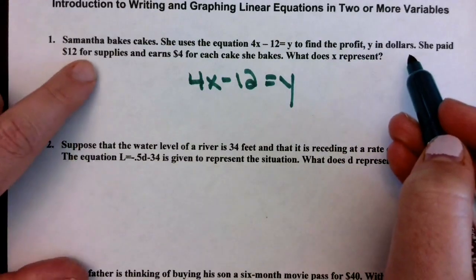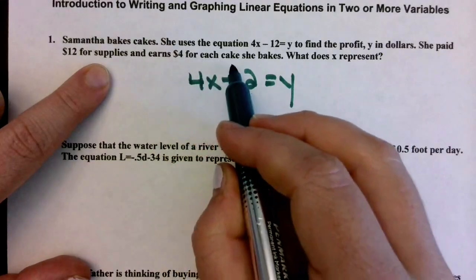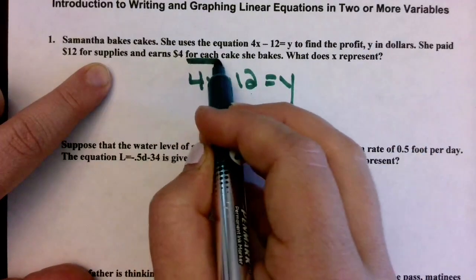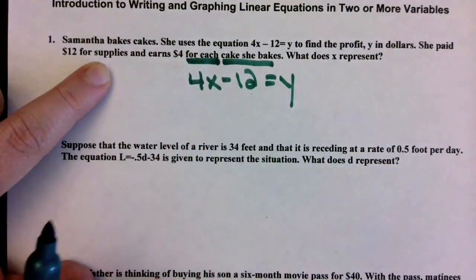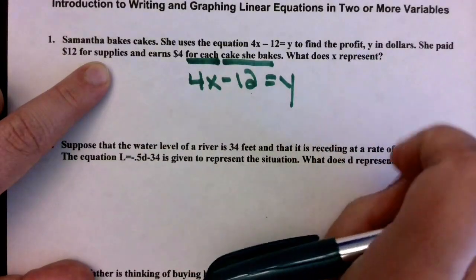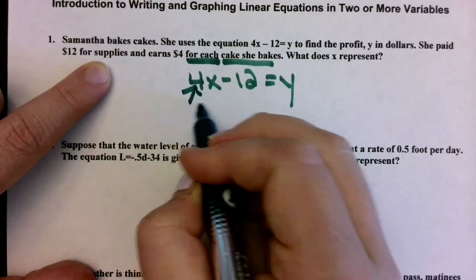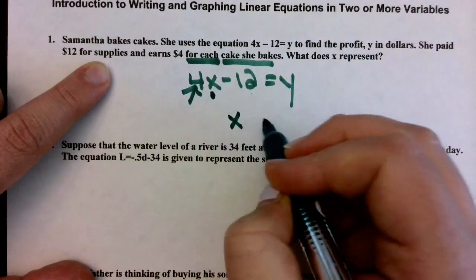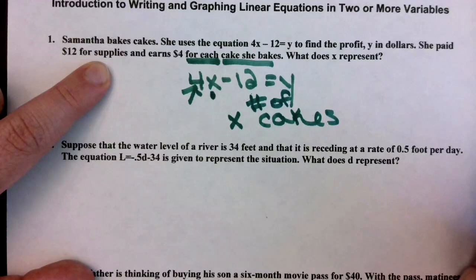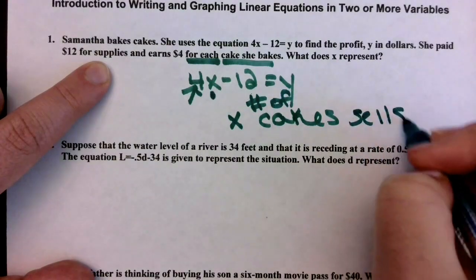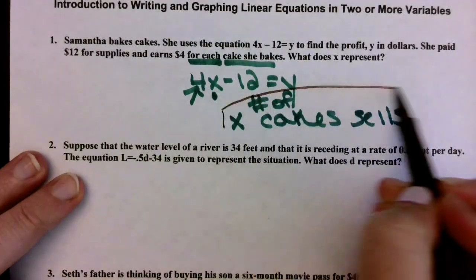She paid $12 for supplies. That's why we're subtracting 12. And she earns $4 for each cake she bakes. Each cake she bakes. We just talked about for each being an example of slope. What does x represent? So we know it's $4 per cake. So x in this situation is going to represent the number of cakes Samantha sells. Okay, so that's our answer to our first question.